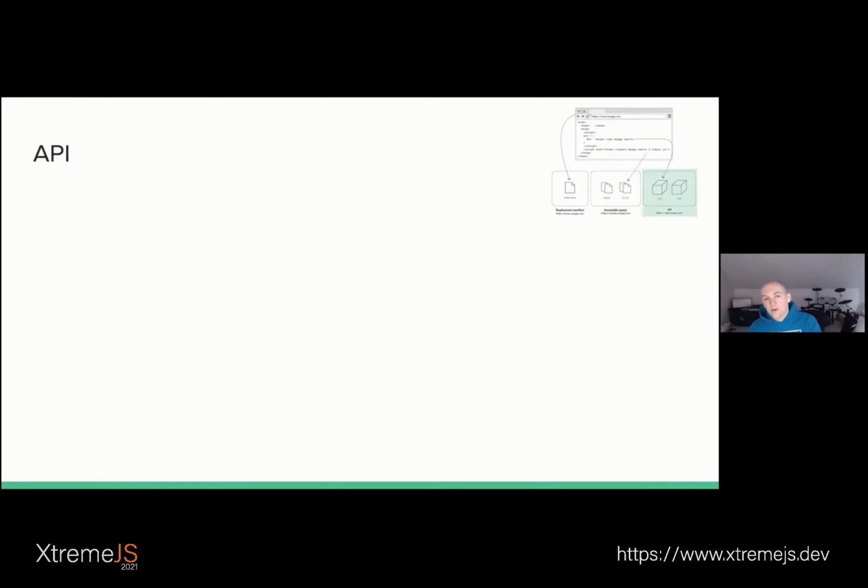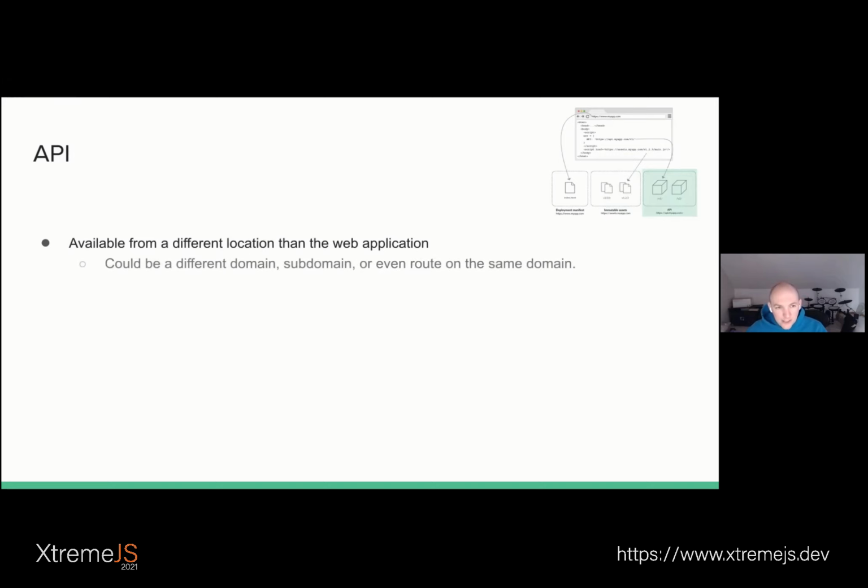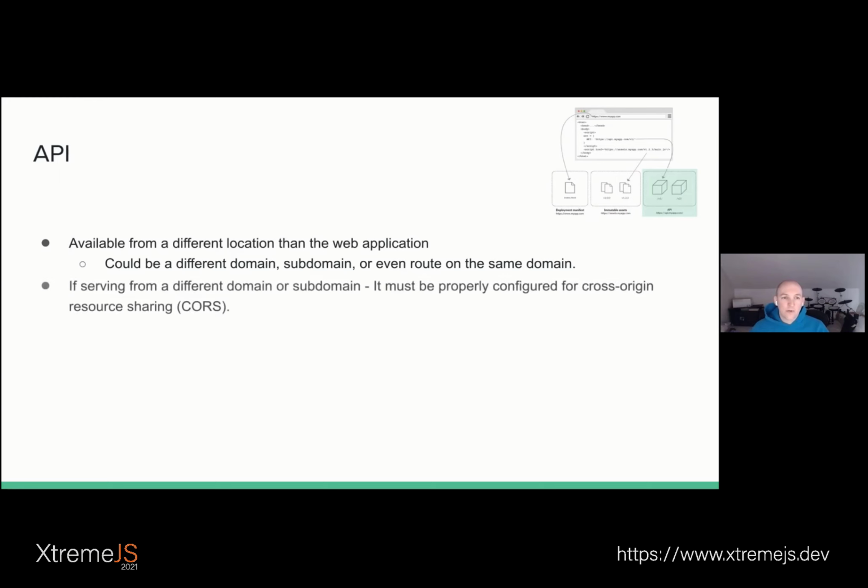The last piece of our immutable web app anatomy is APIs and environment variables. So our APIs should be, again, available from a different location than the web application. And this is purely just for debuggability and readability and logs and things like that. And that could be a different domain, a subdomain, or even a route on the same domain. But the big deal is that if we're serving from a different domain or a different subdomain, we need to be very, very mindful of cross-origin resource sharing.